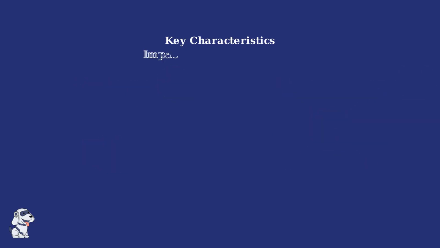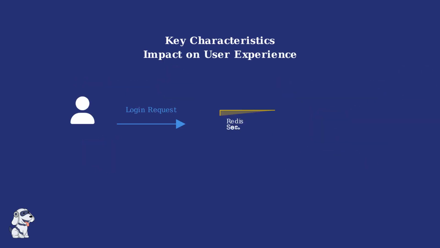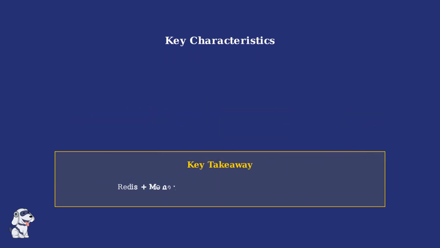These characteristics directly impact user experience. Imagine a user logging into your application. With Redis session storage, their login state is retrieved in under a millisecond, and this works smoothly even when thousands of other users are doing the same thing simultaneously. This is why Redis and Memory Store are the go-to choices for session storage in modern web applications. The combination of speed and scalability ensures your users have a smooth, responsive experience, even as your application grows to serve more and more users.